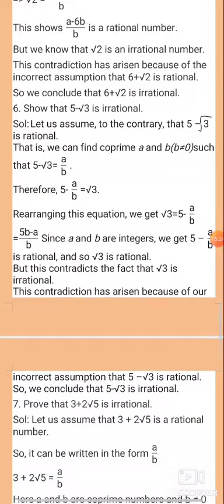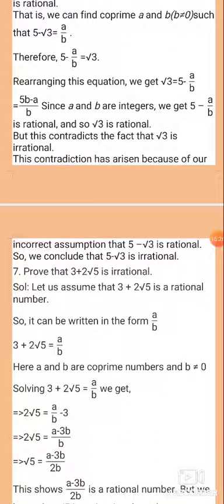Okay, now the next one is a very important question. Prove that 3 plus 2 root 5 is irrational. So it is addition, and along with it 2 root 5 is there. Now for the proof, let us assume that 3 plus 2 root 5 is a rational number. So we can write it in the form a by b, where a and b are coprime and b is not equal to 0. Now solving, 3 plus 2 root 5 is equal to a by b.